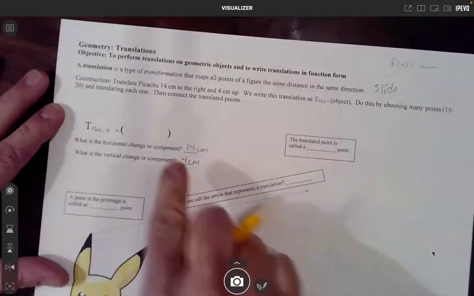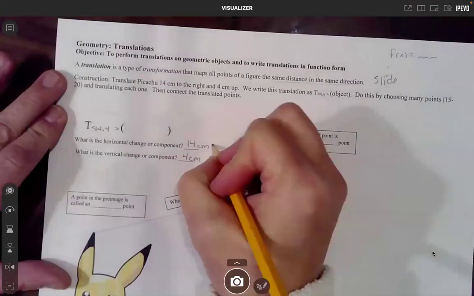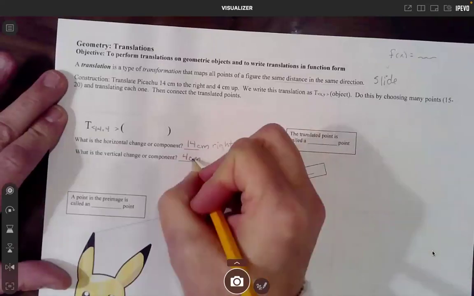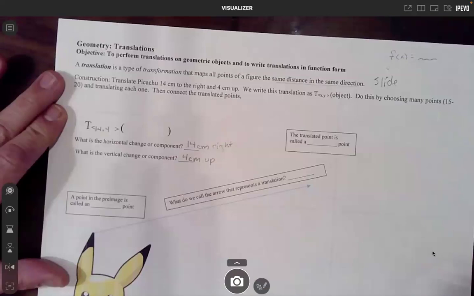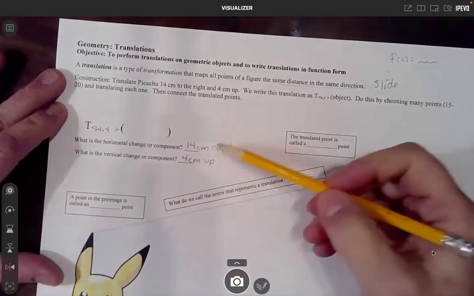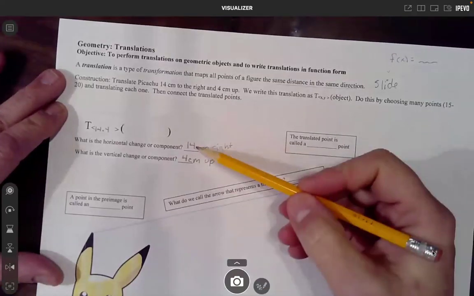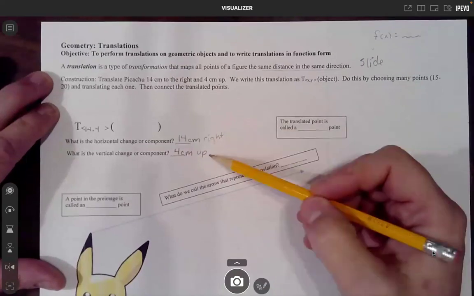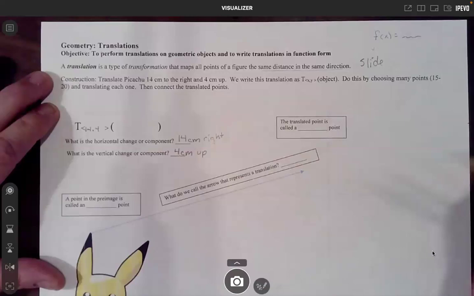So we're moving right because it's positive, and we're moving up because the vertical change is positive. If either one was negative, if the horizontal change was negative, we'd be moving left. If the vertical change was negative, we would be moving down.